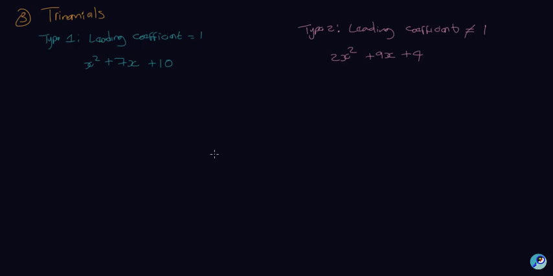Okay guys, so number 3 is trinomials. So a trinomial is when we have 3 terms. So a trinomial with 3 terms. As you can see, term 1, 2, 3. Now it's 1 term, 2 terms, 3 terms. Type 1 trinomials is when we have a leading coefficient of 1. So which means the biggest power exponent has coefficient 1.